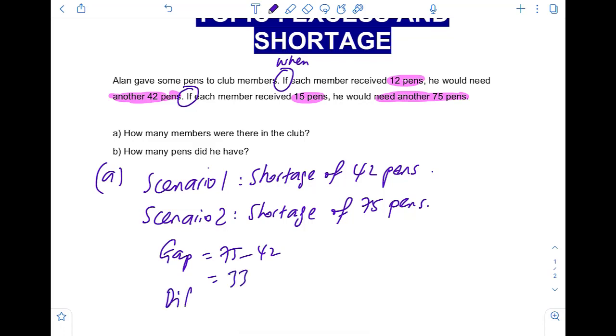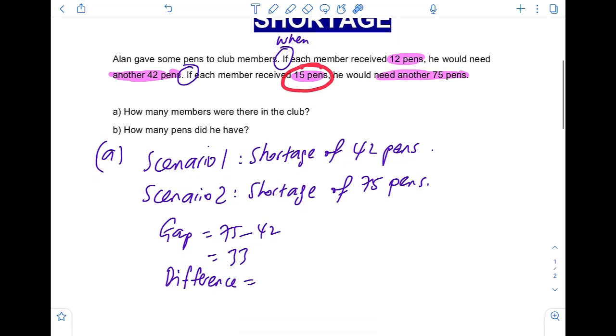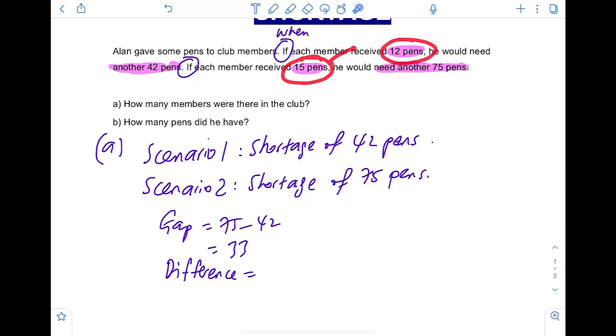And as for the difference, it will be the difference in each of the scenarios' cases. So scenario 2, 15 pens each. Scenario 1, 12 pens each. So difference is always a subtraction. 15 minus 12, so we get 3.